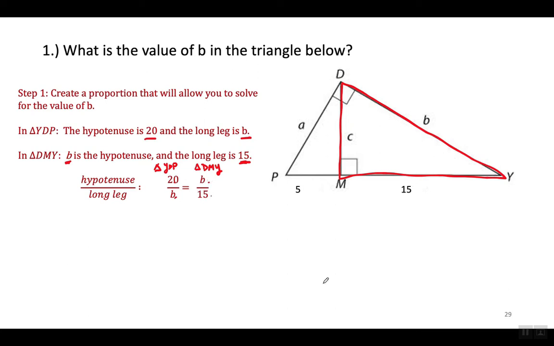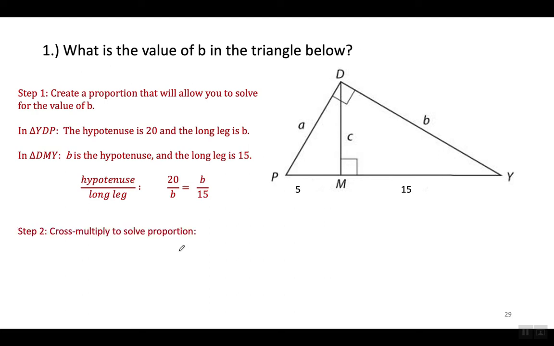Now listen, on the exam, I'm basically imitating the way it is on the exam. You want to create this situation where you have the same variable diagonally. Now it's just a matter of solving the proportion by cross multiplying diagonally. So you cross multiply to solve the proportion, and you're going to get B squared equals 300.